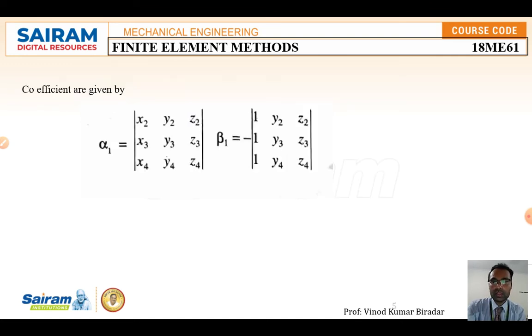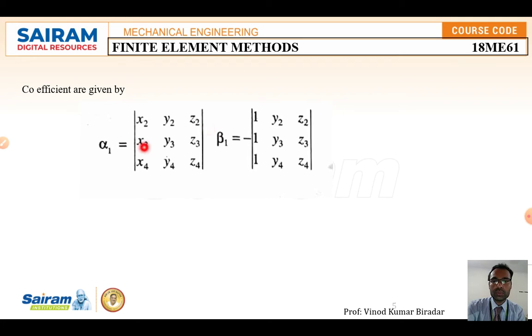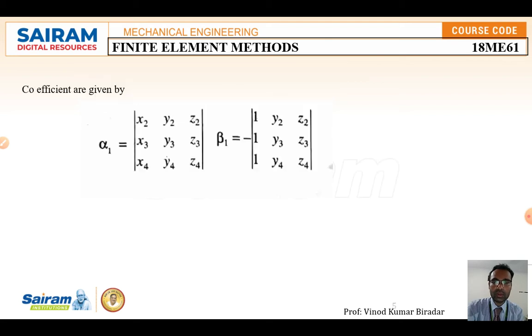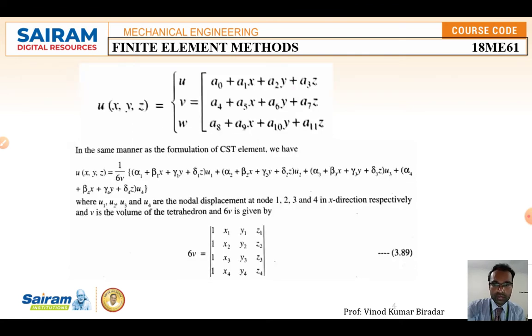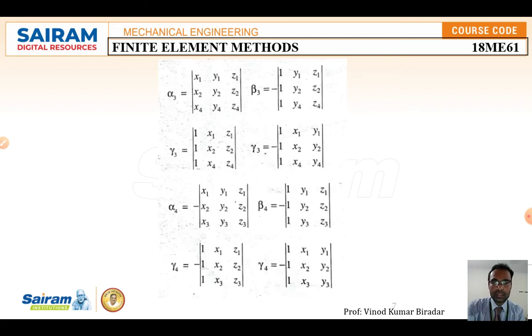So alpha 1 is equal to the determinant of x2 y2 z2, x3 y3 z3, x4 y4 z4. Considering the first element, you eliminate the first row and first column, and the remaining terms you have to write; that is alpha 1. Similarly beta 1 takes the opposite sign, minus, with the y terms y2 y3 y4 and the first row eliminated, and the remaining terms written. Like this you have to write alpha 1, beta 1, gamma 1, alpha 2, beta 2, gamma 2, and so on for all 4 nodes.